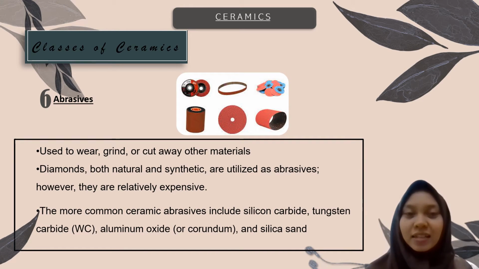The six classes of ceramics are abrasives, used to wear, grind, or cut away other materials. Diamonds, both natural and synthetic, are utilized as abrasives. However, they are relatively expensive. The more common ceramic abrasives include silicon carbide, tungsten carbide, aluminum oxide, and silica sand.